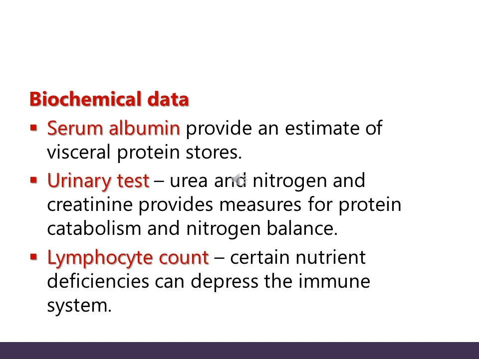Lymphocyte count. You know already what a lymphocyte is. This is in the blood. Certain nutrient deficiencies can depress the immune system. Remember, there are some vitamins and minerals that protect the patient's immune system. If the patient is not taking enough, for example, vitamin C and zinc, the patient is prone to infection. When you check the lymphocyte count, you would see that the lymphocyte count is high. The patient has infection. Why? Because the patient is lacking vitamin C and zinc.